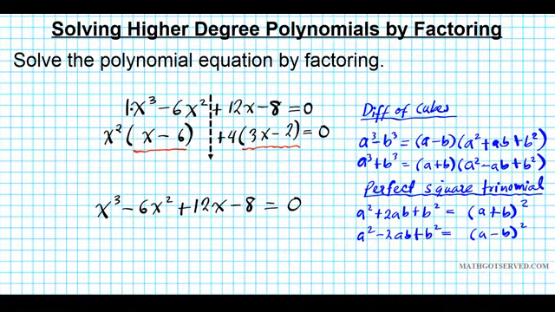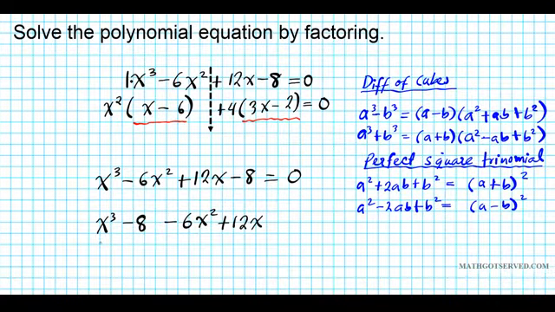So what I'm going to do is group the first and the last, x to the third minus 8, and then the middle together, negative 6x squared plus 12x. Okay, now if you look at these two right here, we can cluster them together. What is this? This is a difference of cubes. Alright, so now that we've identified this as a difference of cubes, how do we factor difference of cubes?